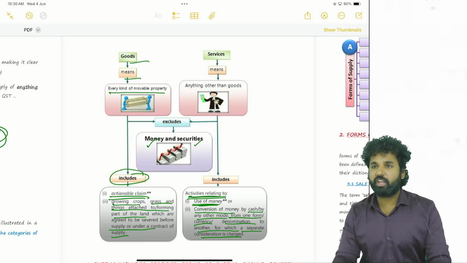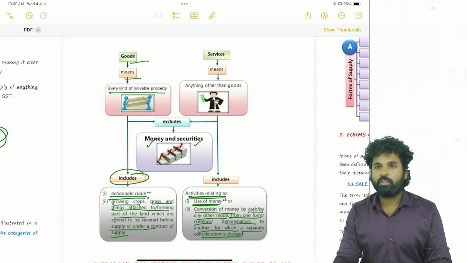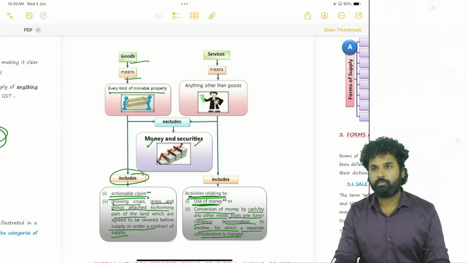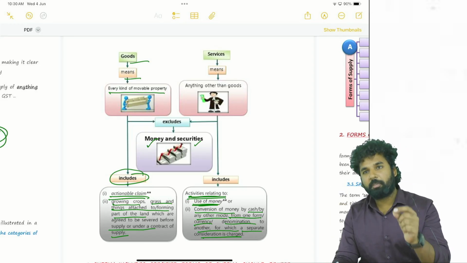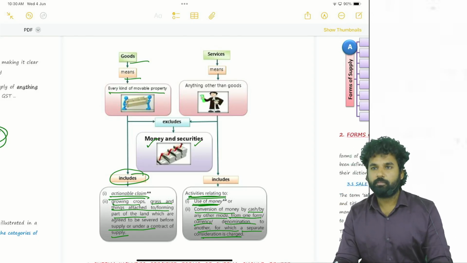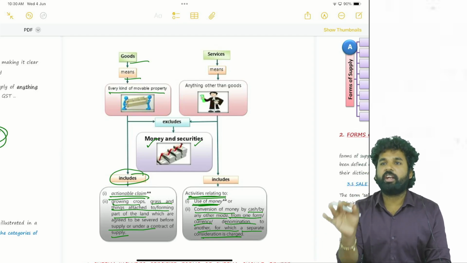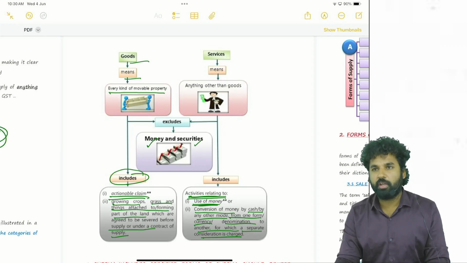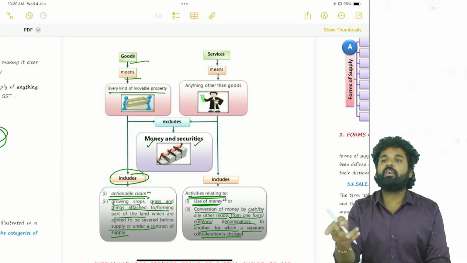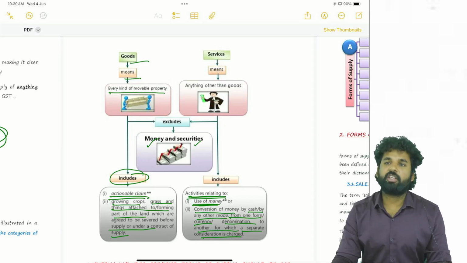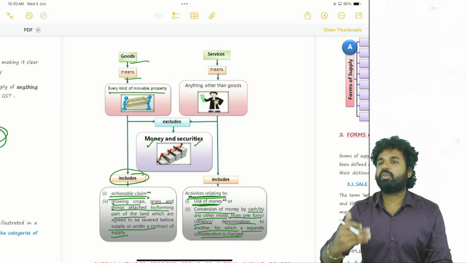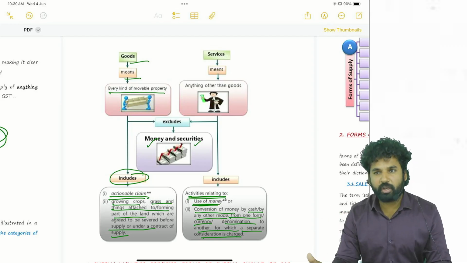Dealing in securities: let's say Zerodha is there, Upstox is there. What will they do? They will facilitate the transaction of securities. They will provide the platform for buying or selling securities. So that is a service. Securities are not straight away a service or goods, but an activity relating to the dealing of securities is a service. So Zerodha is doing a service.